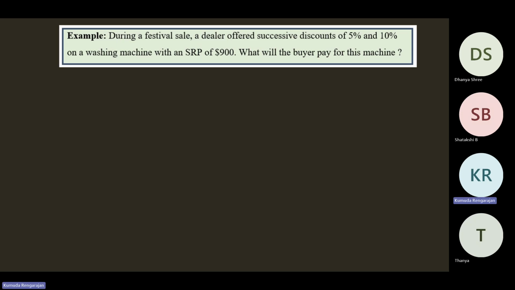Let's solve some questions. During a festival sale, a dealer offered successive discounts of 5% and 10% on a washing machine with a suggested retail price of $900. So some festival sale is going on and the dealer offered successive discounts. He'll give you 5% discount and he'll further give you 10% discount if you buy a washing machine from him, whose suggested retail price, SRP, is $900.